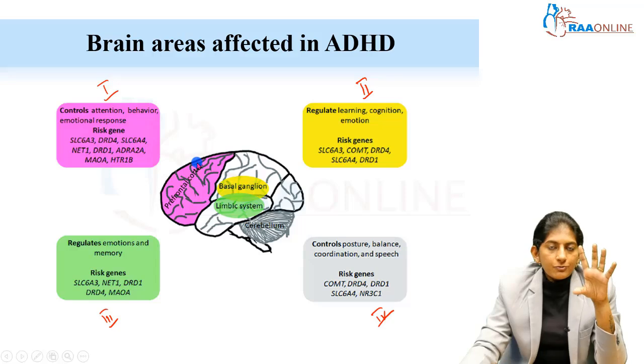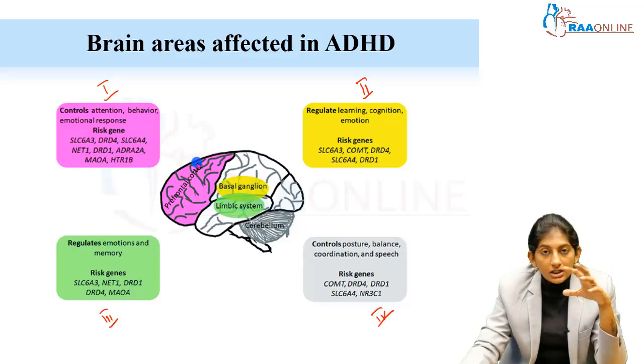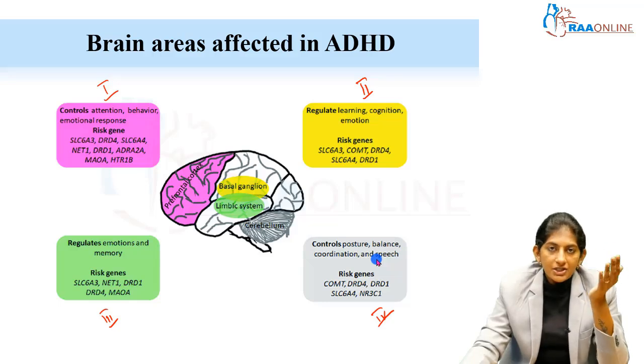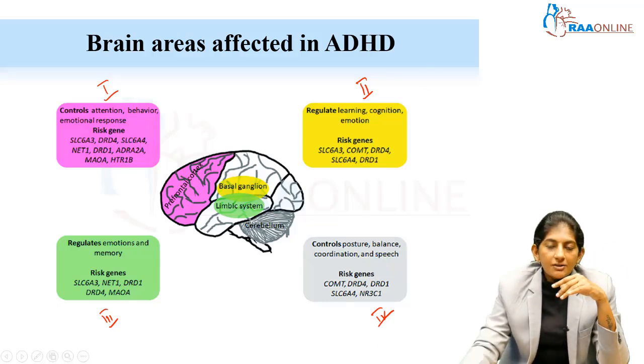So coming to the prefrontal cortex, what are its functions? It controls behavior. It controls the emotional response of the child. Basal ganglia will regulate the learning process of the child, cognition of the child. Limbic system is very, very important for two things, emotions and memory. Four, cerebellum, we all know it is for posture, balance, speech and coordination. So these are the four main areas affected in ADHD.